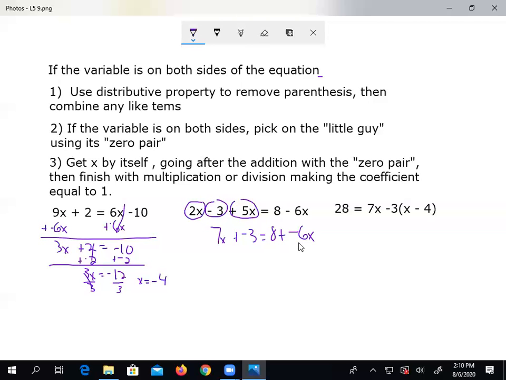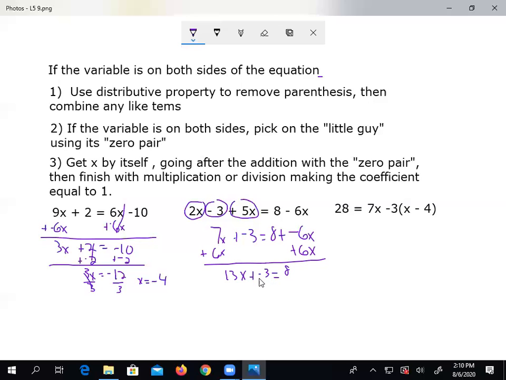So I want to zero out the negative 6x. And to zero out a negative 6x, what we want to do is add a 6x. But if I add a 6x over here, I have to balance the equation by adding a 6x to the other side of the equation. And it's like terms with the 7x, so I'll put it underneath that. So it's going to give me this 13x. And that's going to be a plus a negative 3. And that's going to equal this 8.